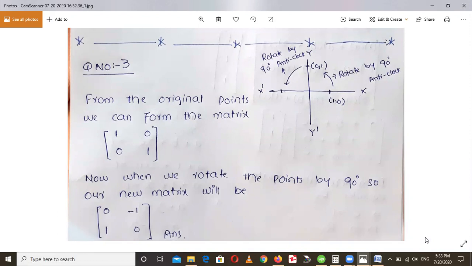Now you should share your screen with me. You will solve this question in another method. You will take 2 points. One of your points will be 0 1 and another point will be minus 1 0, and you will transform this matrix by 90 degrees anti-clockwise. So you will solve it now.